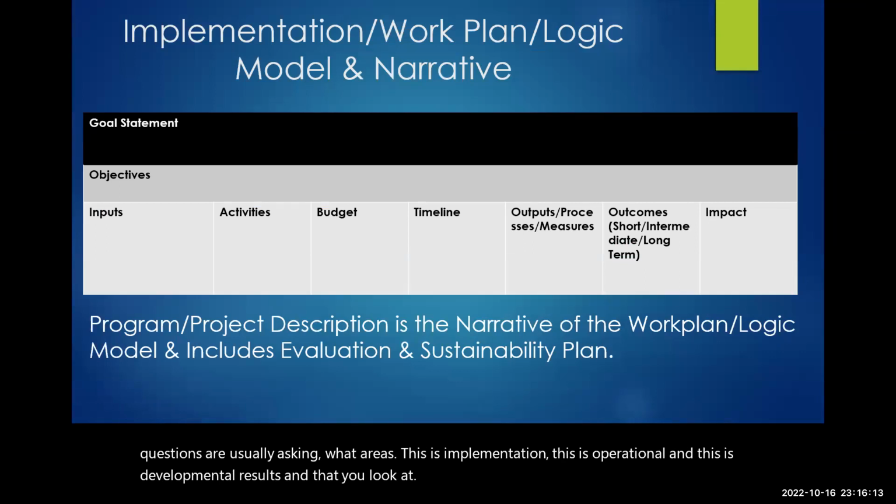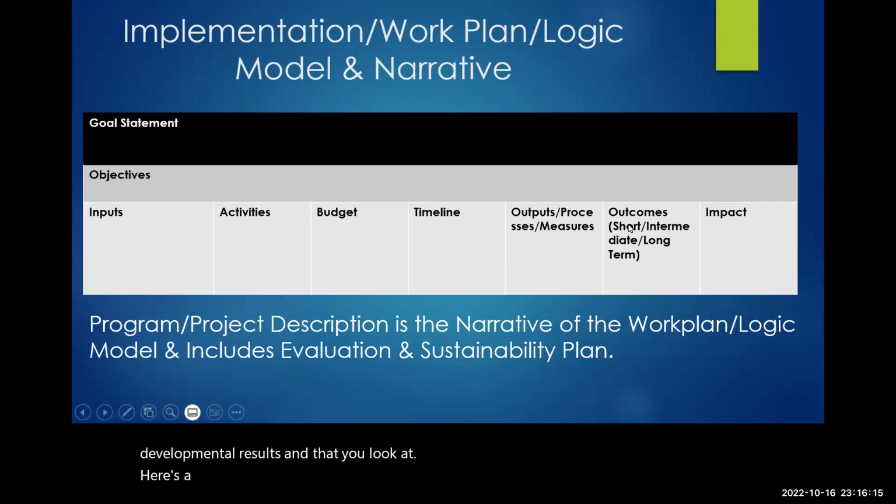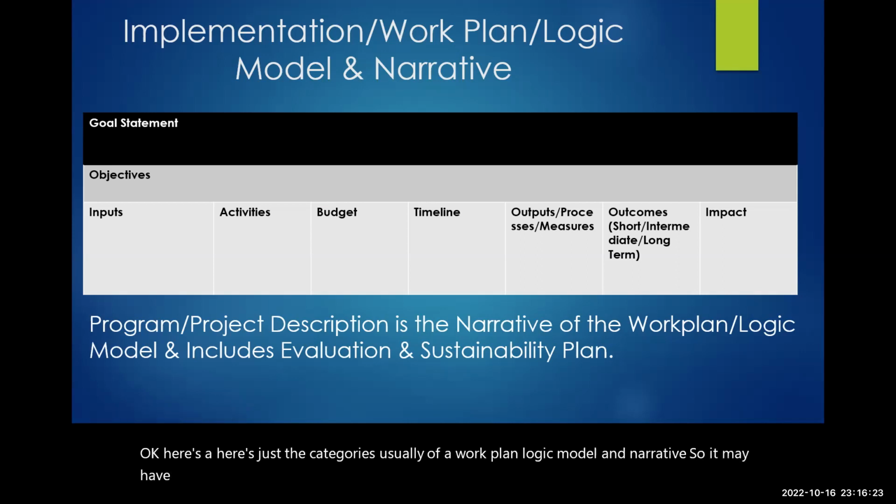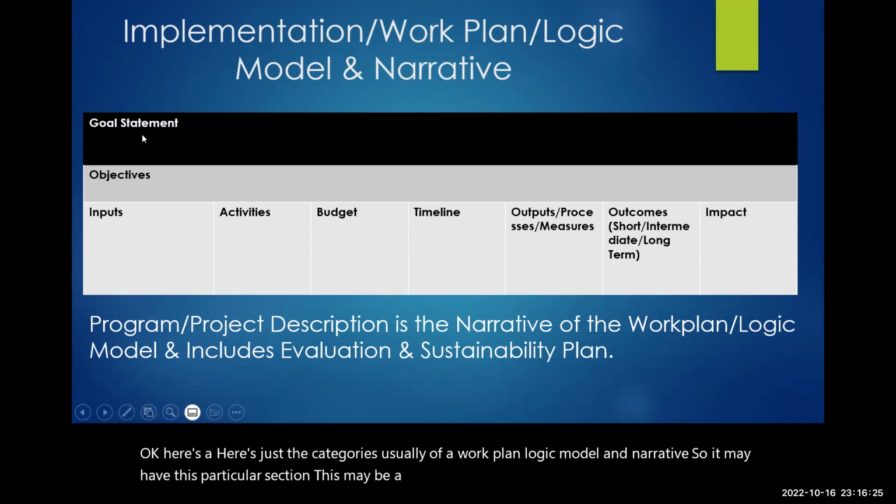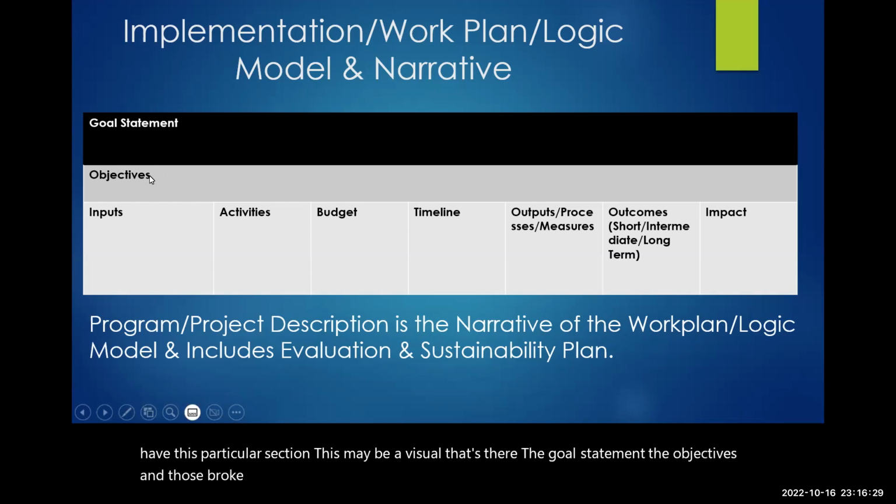Okay, here are just the categories usually of a work plan, logic model, and narrative. So it may have this particular section. This may be a visual that's there: the goal statement, the objectives, and those broken out, outcome, process, and you can expand this part of it. And then the inputs, the activities, the budget, the timeline.